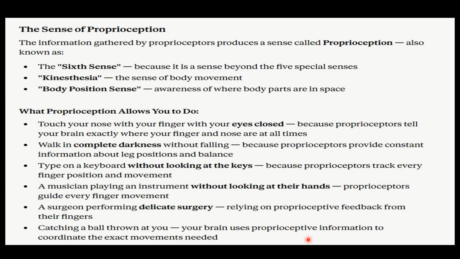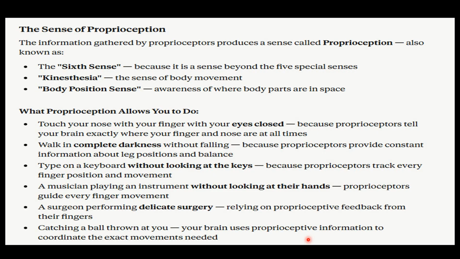Now let's see what the sense of proprioception is, because in interviews sometimes they might ask you about it. The information gathered by proprioceptors produces a sense called proprioception. When we gather information using the proprioceptors, that produces one sense which is known as proprioception, also known as the sixth sense. Usually we say, I have a sixth sense, right?